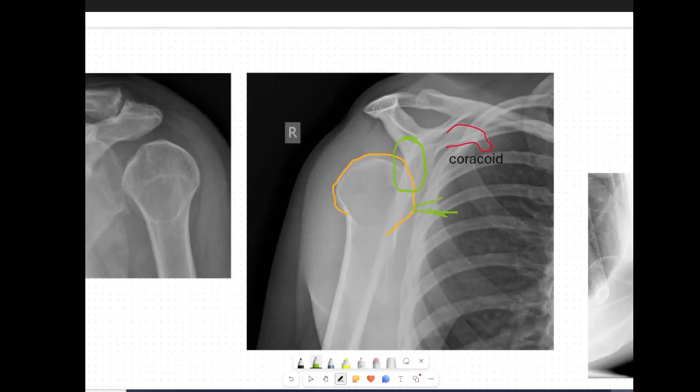So don't forget, posterior dislocations are often linked to specific mechanisms of injury, like seizures or high energy trauma.